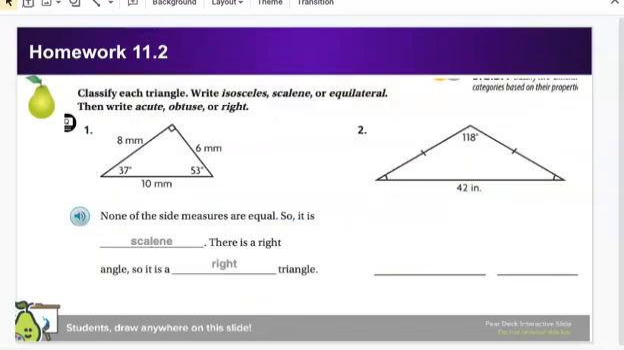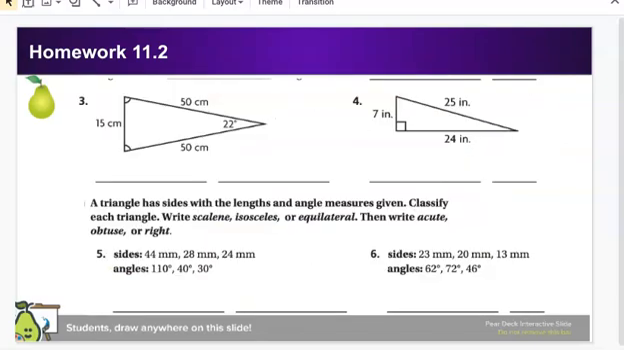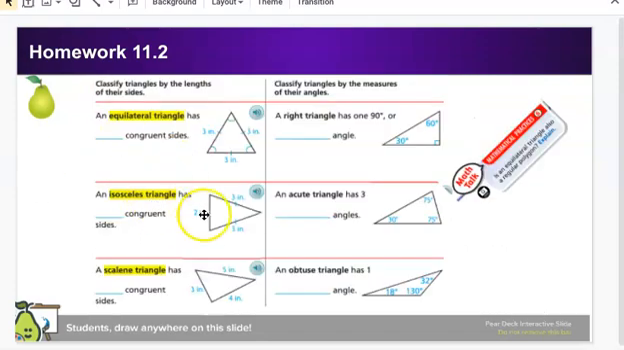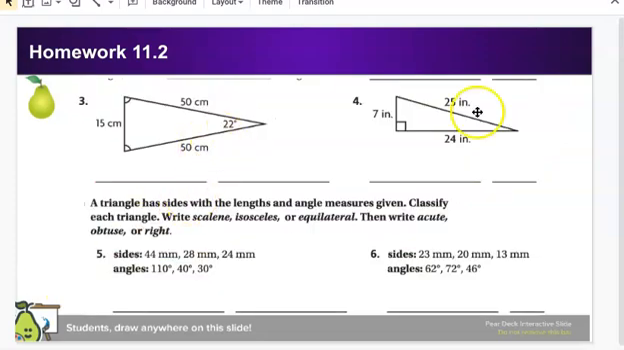All right, let's take a look at this one. Go ahead and pause the video and work it out. All right, hopefully you did it. So here we have a triangle that has two sides that are the same length and the other one isn't. Remember what that is? It is an isosceles, two congruent sides. All right, so that was kind of easy.